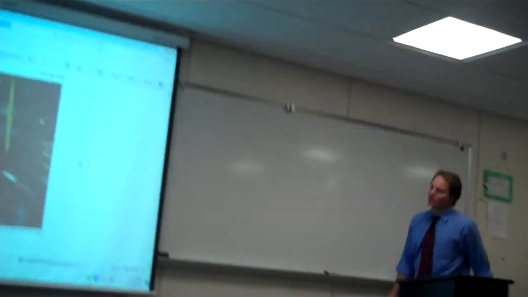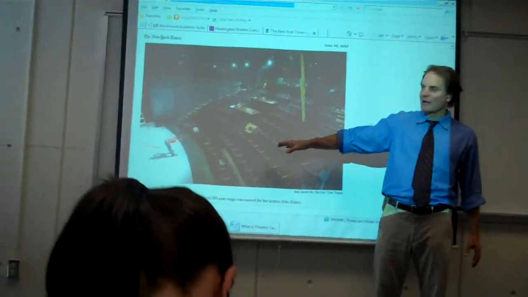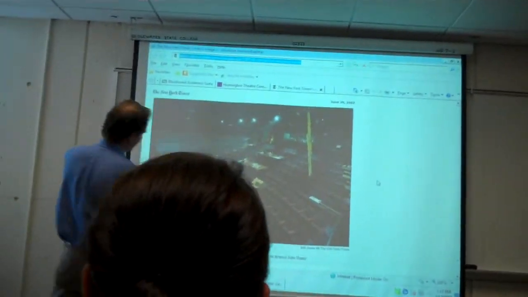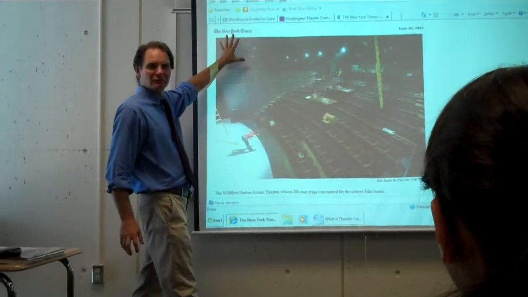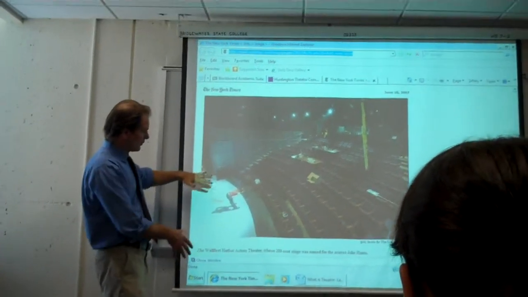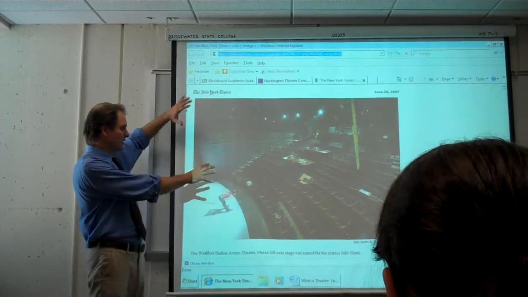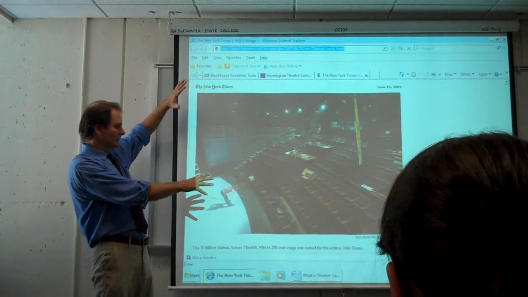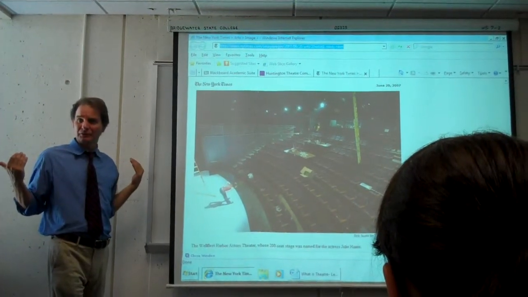Okay, so this is the stage at Wellfleet Harbor Actors Theater. It's a brand new theater. We're looking at it. This is the stage, and that's the house where the seats are. Everybody see that? All right, so she's the stage manager of the Huntington. So now we're here. Everything on stage is the stage house.